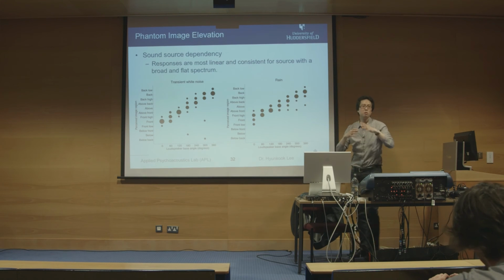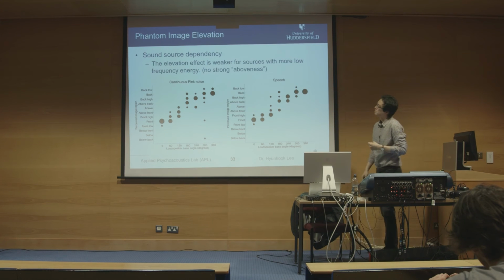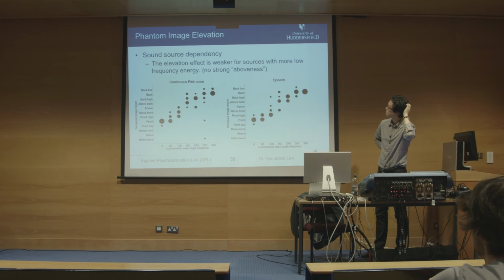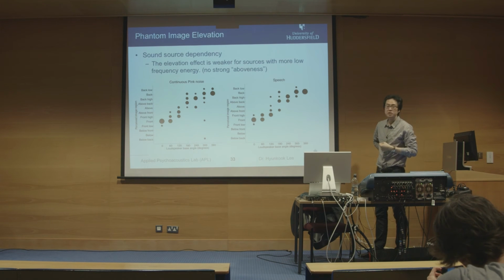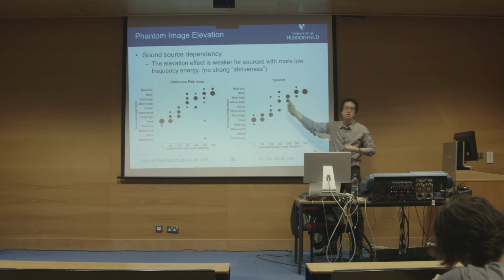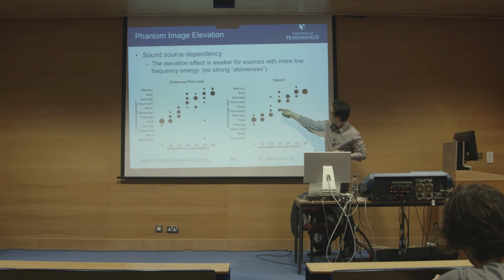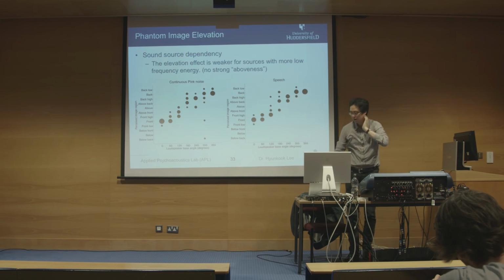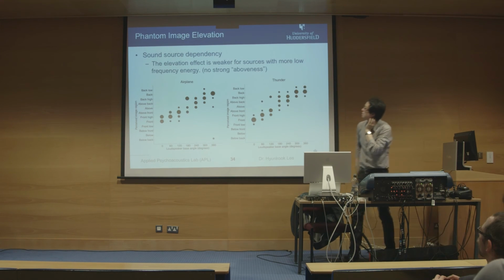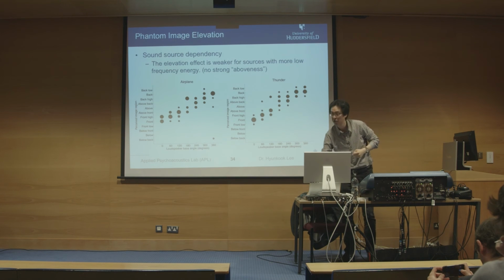When the spectrum of the source is broad and flat, like white noise, and rain has a very similar spectrum to white noise, the elevation effect is very effective. But with sound sources with more low frequency dominance, like continuous pink noise or speech, the linearity is not as good as the previous sources. You see some non-linear patterns, and there's no above perception for 180-degree loudspeaker base angle. So we don't have similar results. Similar things happen with airplane and thunder. They mostly have low frequency energies rather than high frequencies.